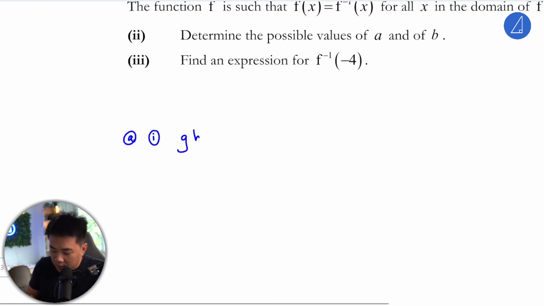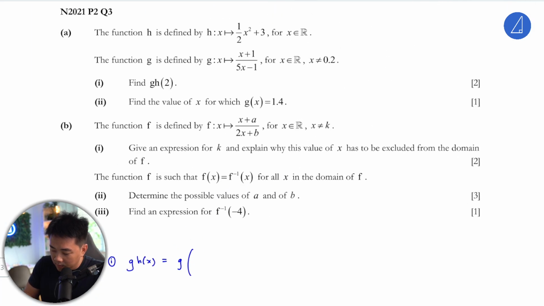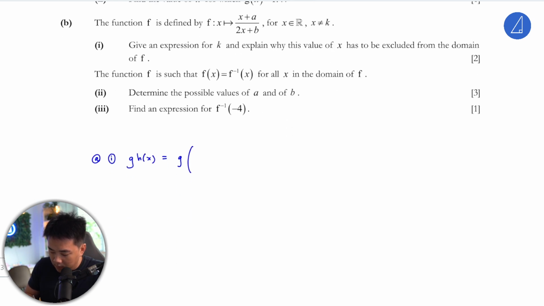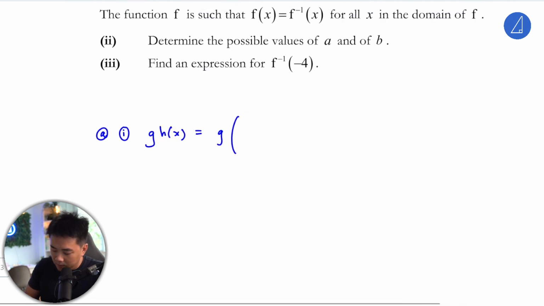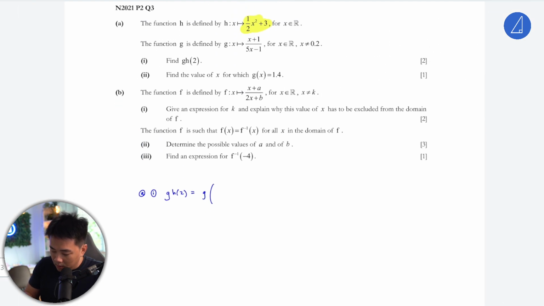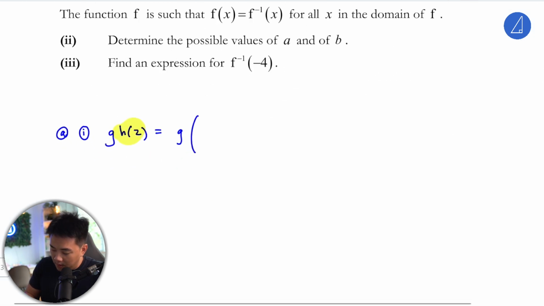What we need is just gh(x) as such. Then g is given by this function here, right? So I'm going to put that in. Maybe I just put 2. So h(2) means that I put 2 into the function of h. There will be half of 2 squared plus 3, which will be g(5), right?